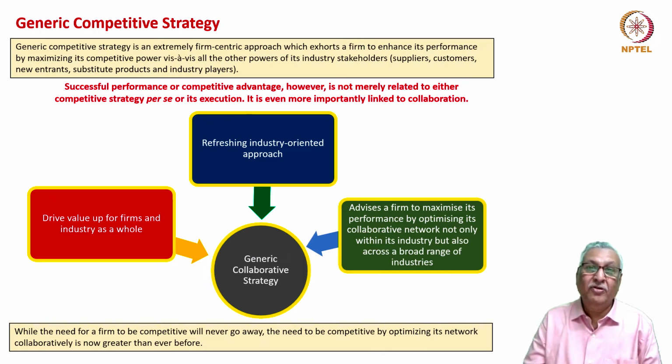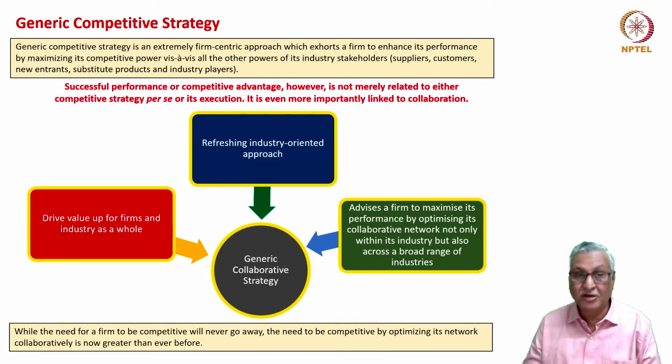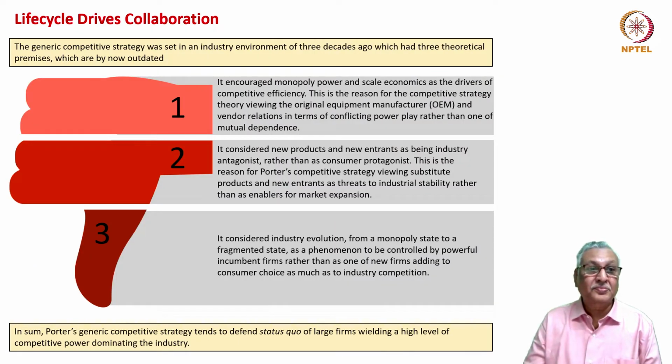The need for a firm to be competitive will never go away. However, the need for a firm to be competitive by optimizing its network collaboratively is now greater than ever before. This is the essence of the generic collaborative strategy. The life cycle of a product or the life cycle of an industry drives collaboration.